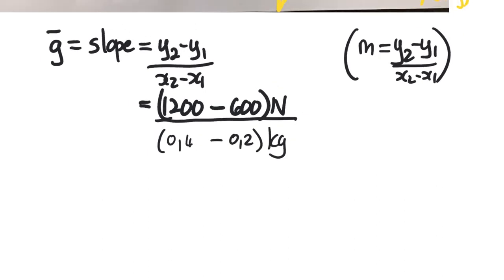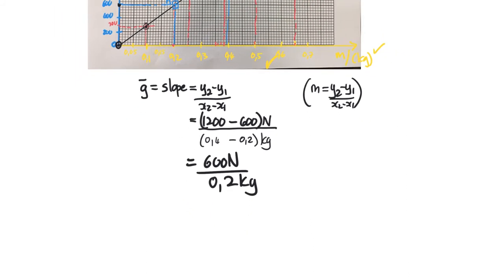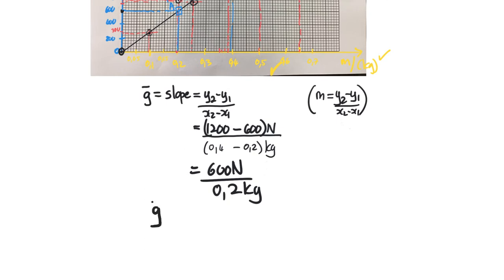So now we work it out and we go, okay, this is cool. So upstairs, 1,200 minus 600 is 600 newtons. Downstairs, 0.4 minus 0.2 is 0.2 kilograms. So now we work out what the average gravitational constant is, because 600, and you're allowed to use a calculator, yeah? 600 divided by, and I'm just going to do it manually, 2 over 10.